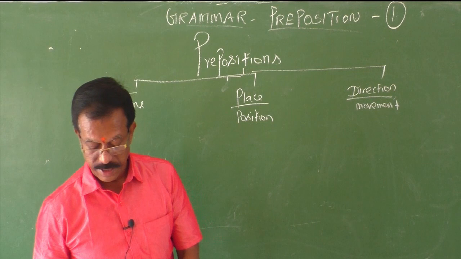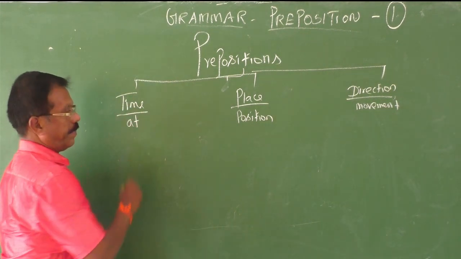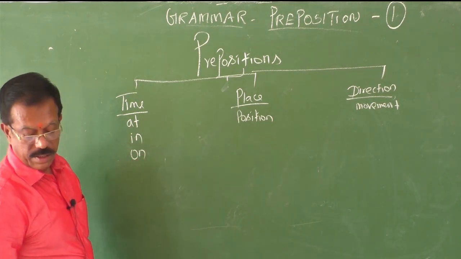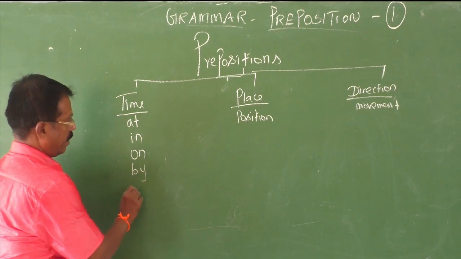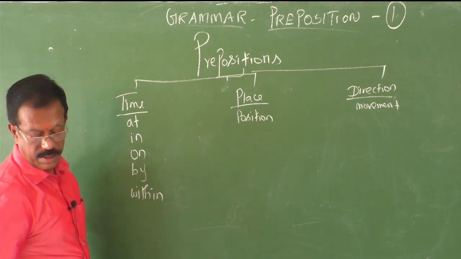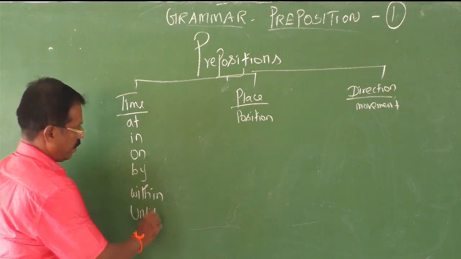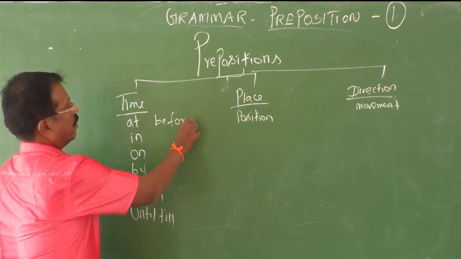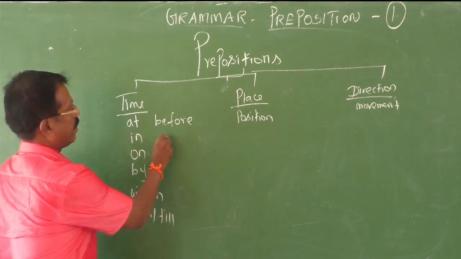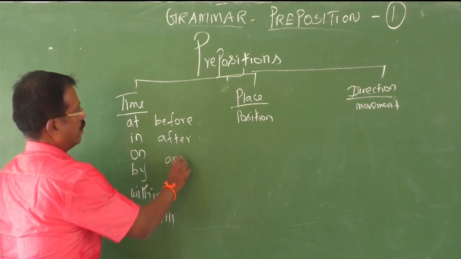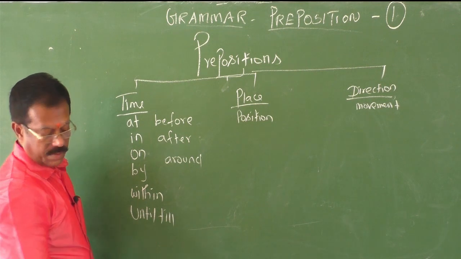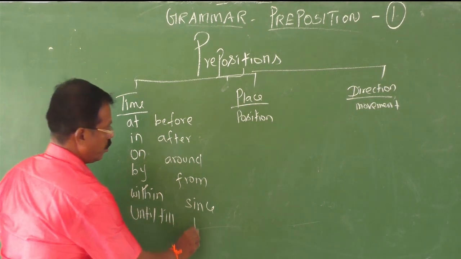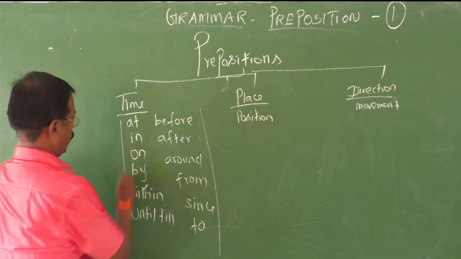So prepositions showing time: at, in, on, by, within, until, till, before, after, around, from, since, to, for.